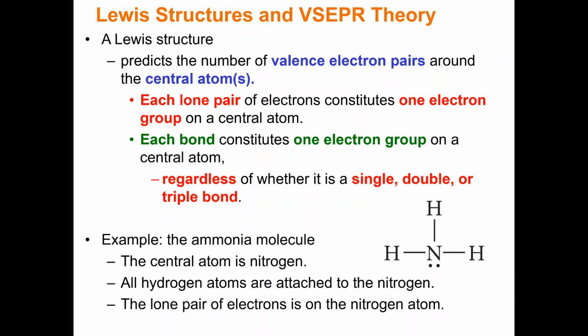Okay. So example here. We have the ammonia molecule. Here the central atom is nitrogen, of course. All hydrogen atoms are attached to the nitrogen, and then we have a lone pair.